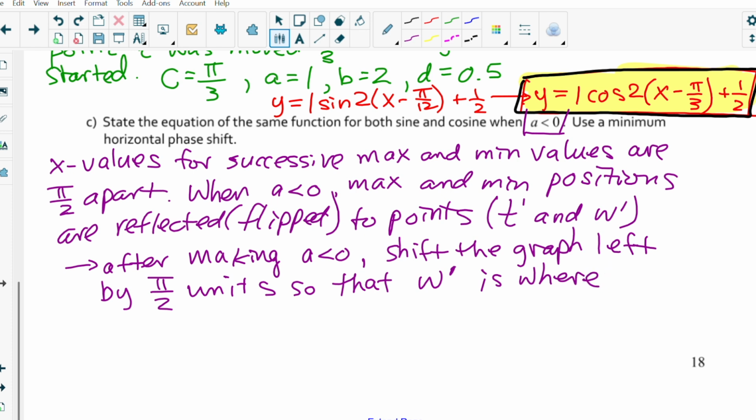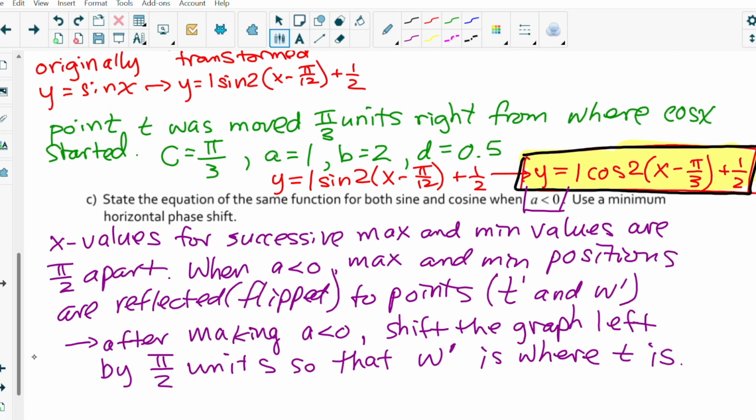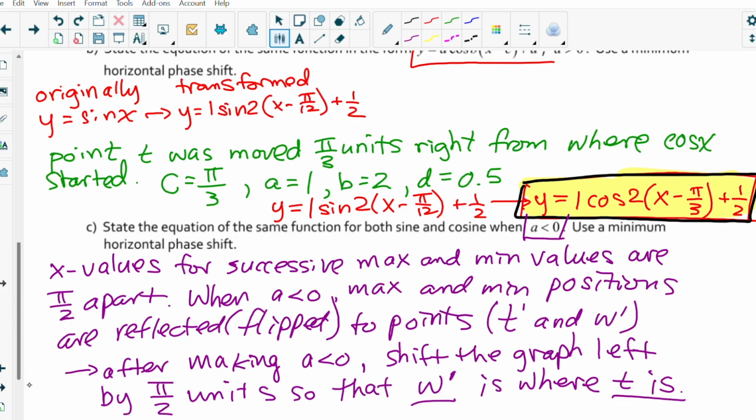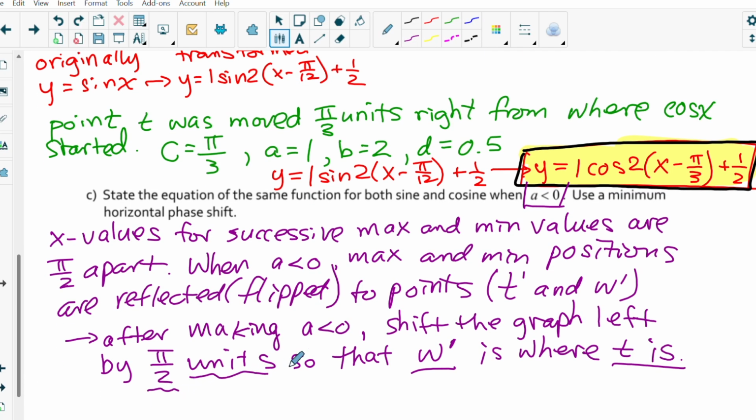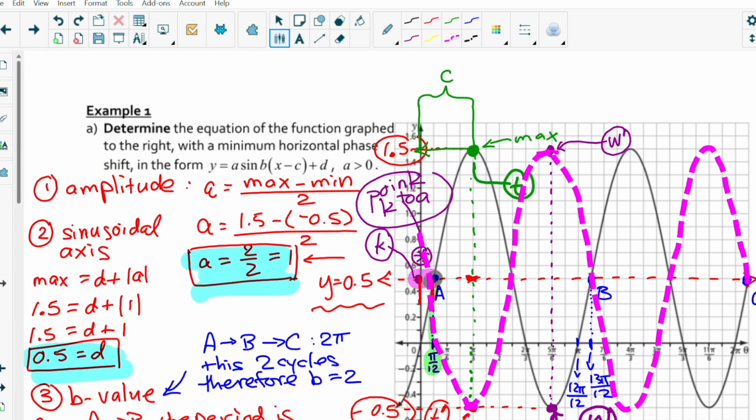W prime is where the T point used to be. Okay? Or I guess it's still on like where T prime is. Okay? So let's take a look. So after making the reflection A is less than 0, we go from where W prime is to where T is. And that's a shift of pi over 2 units left. So let's take a look.